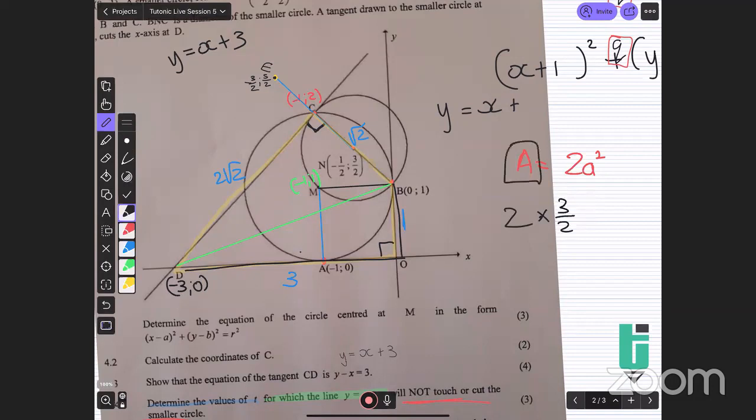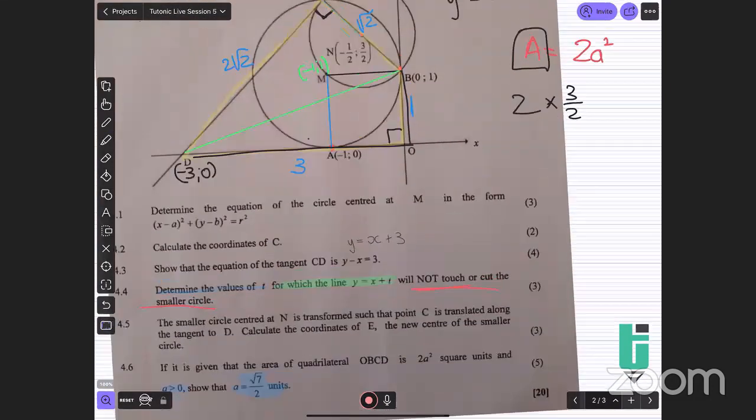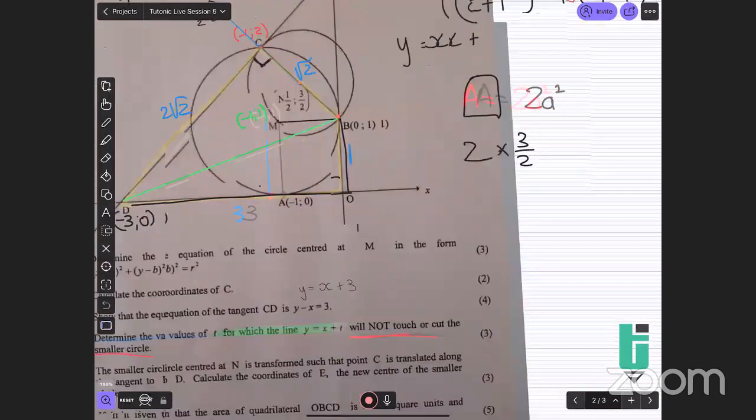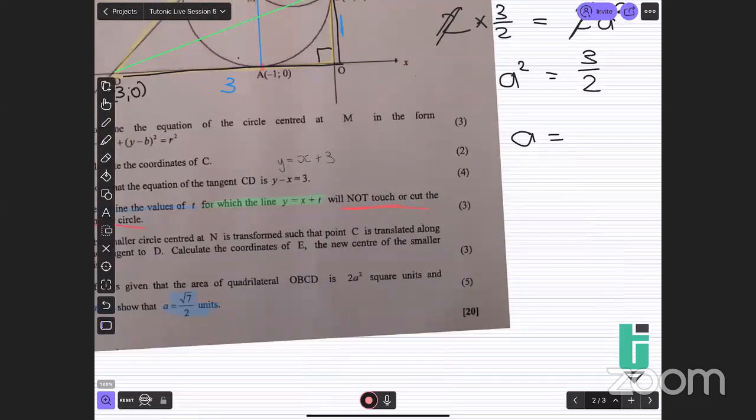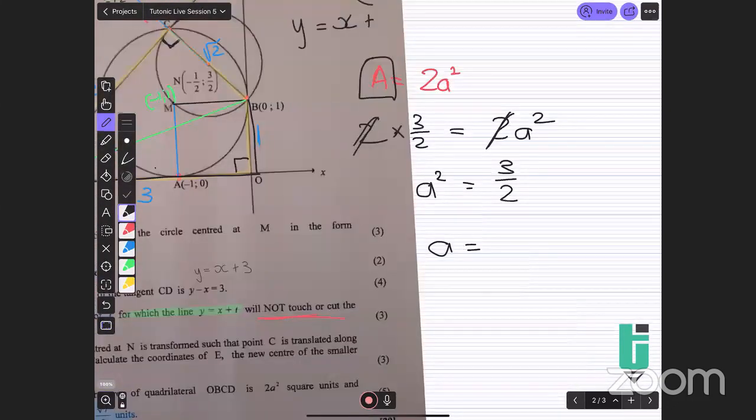And that, they tell us, is equal to 2a squared in the question. Yeah, they do tell us that. Therefore, a squared equals 3 over 2 if we cancel these 2's. Therefore, a equals, okay, that looks a bit weird. A equals root 3 over root 2.